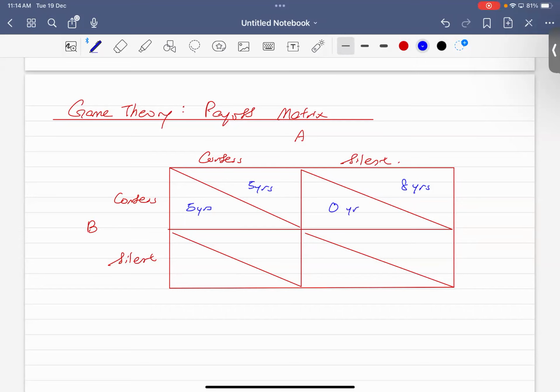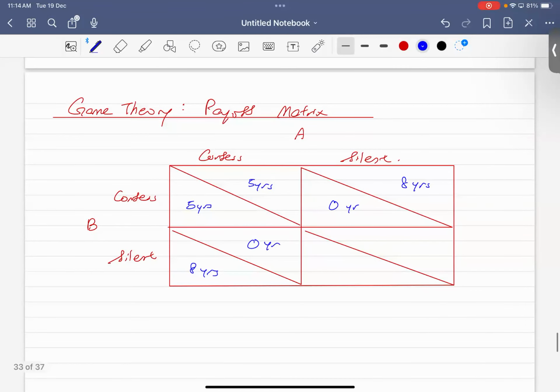Same thing if A confesses. If A confesses, he is cooperative, so he will get away from the jail term, and B remains silent, he will get 8 years of jail term. But if both remain silent, they both can get away from jail term together.